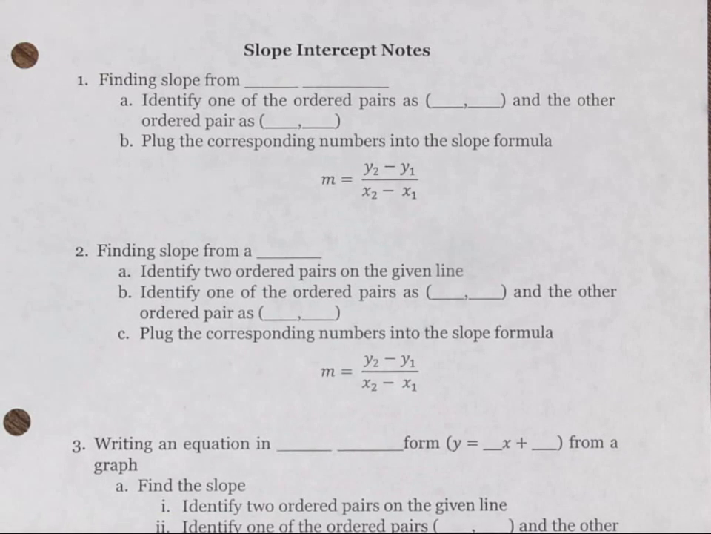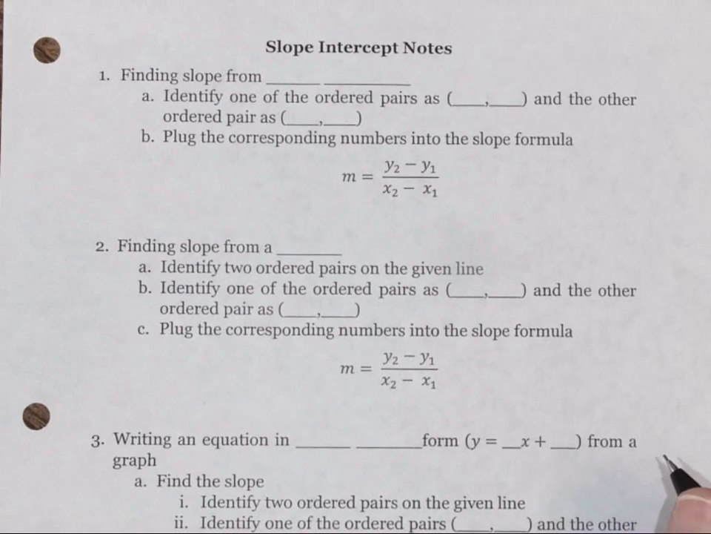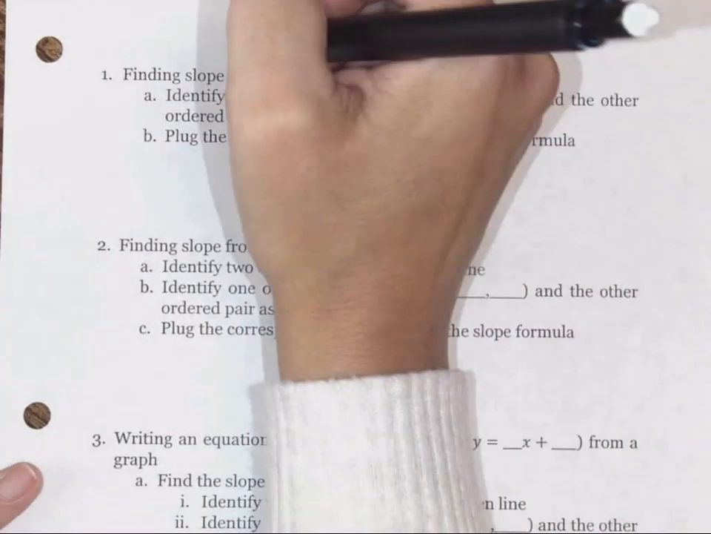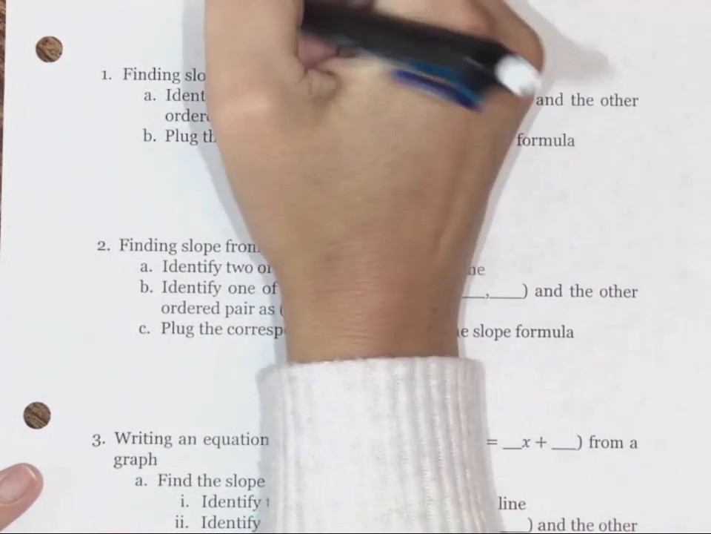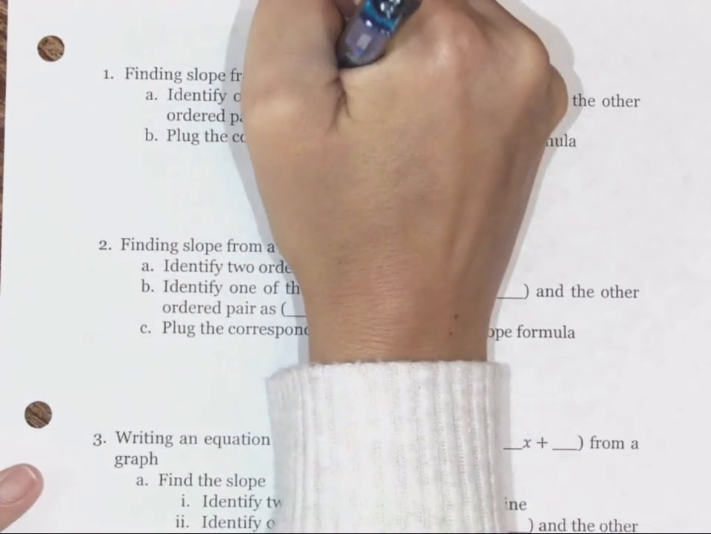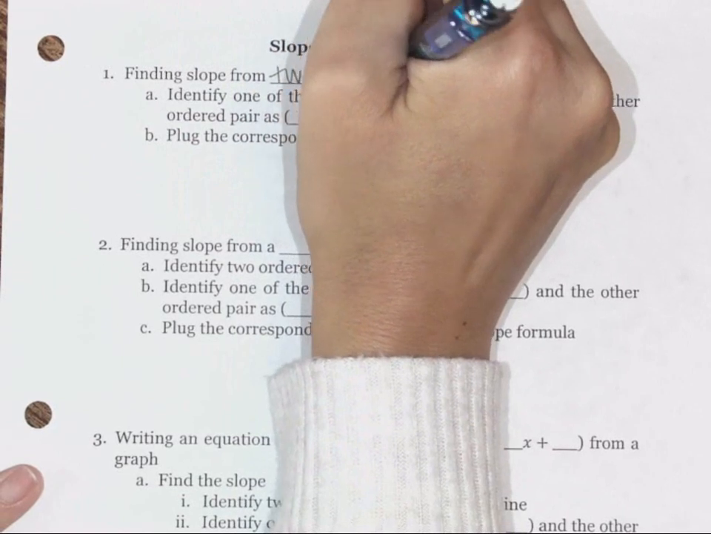Hey guys, this week we are going to start reviewing everything with our slope-intercept form. Remember, all of this is a review. We have already taught this to you, so you should be able to go through it pretty quickly. So our first way to find slope would be from 2 points. If we gave you two ordered pairs, how would you find the slope?